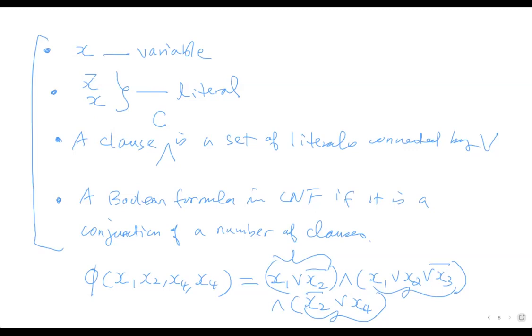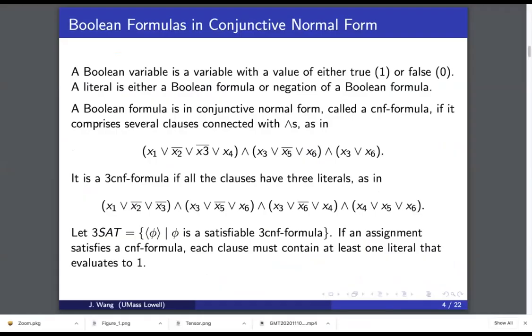We can use the De Morgan laws to convert any Boolean formula into conjunctive normal form. That should be easy to be convinced of; we just keep using the De Morgan laws. So now, going back to the slides here, this is another example.